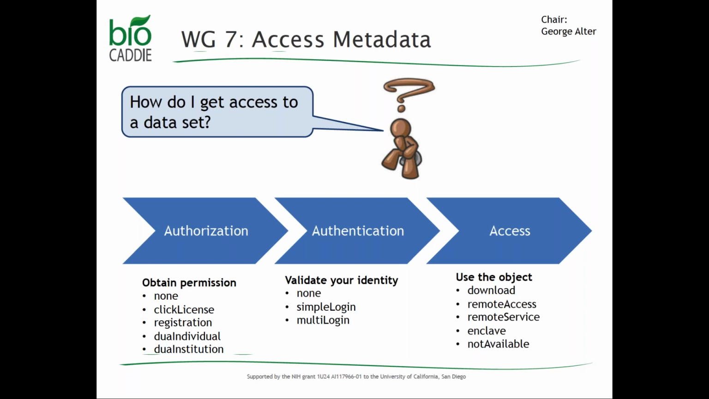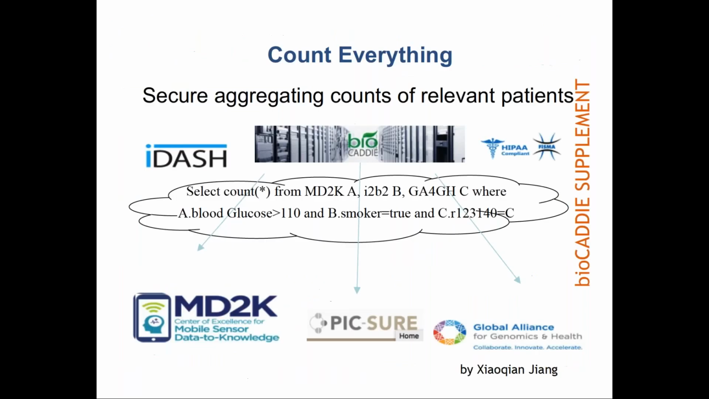And one important project, a supplemental project that relates to it, is named Count Everything. And that is for secure aggregated counts of relevant patients across different data types. So we partnered with the MD2K Center, with the Picture Center, and also the Global Alliance for Genomics and Health, which is the Translational Genomics Center out of UC Santa Cruz, in order to come up with the secure aggregated counts. Why is it important for Biocaddy?